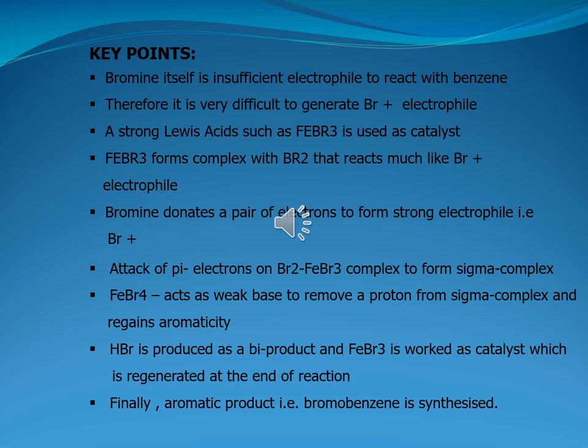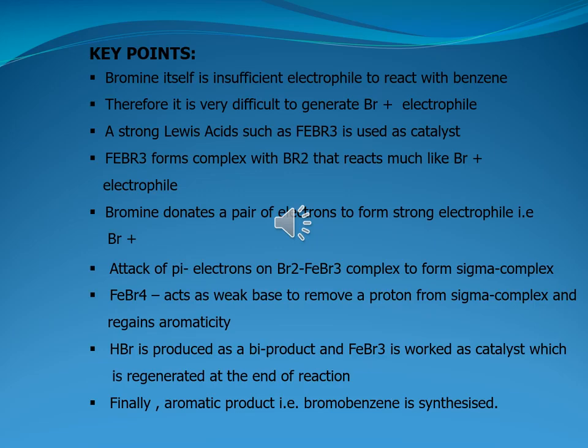So have a look at the important key points of bromination. Bromine itself is an insufficient electrophile to react with benzene. Therefore, it is very difficult to generate bromine as an electrophile. So, a strong Lewis acid such as FeBr3 is used as a catalyst.